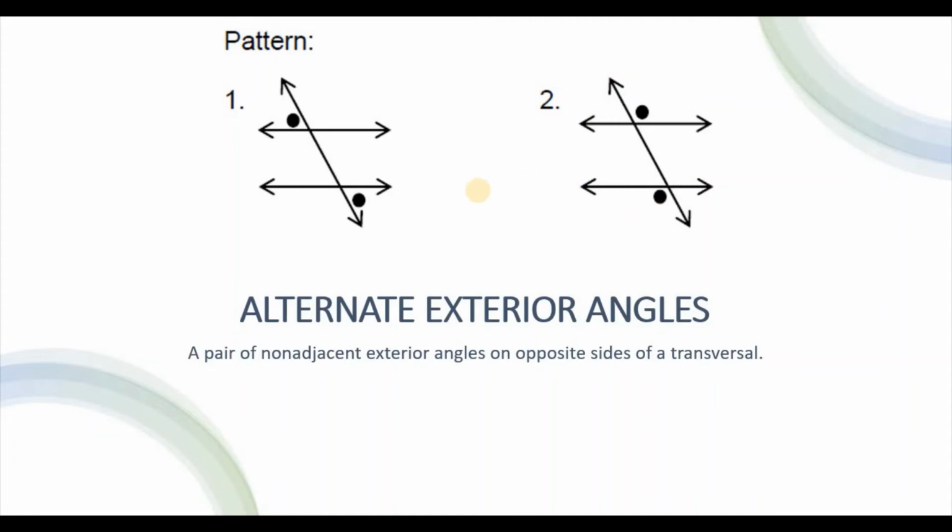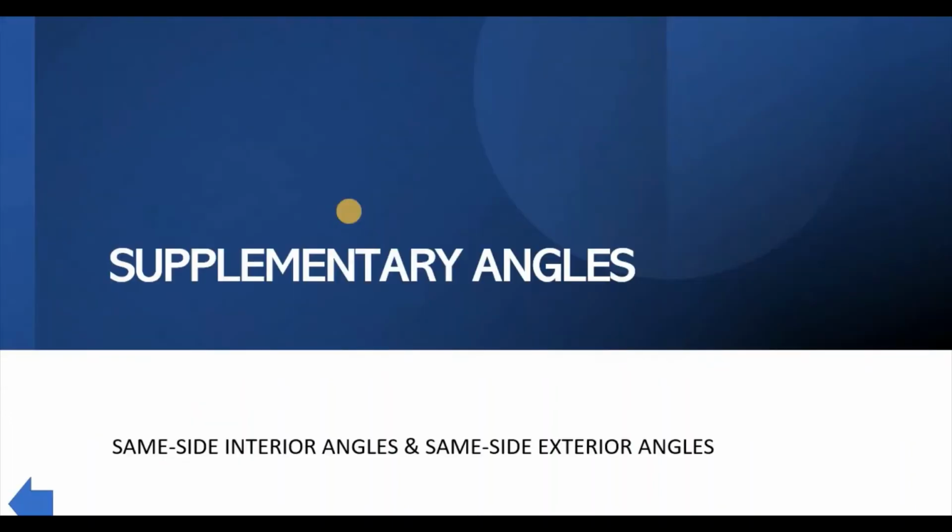They are congruent angles as well. So, meaning if this angle measures 70 degrees, this angle here, of course, measures 70 degrees too. Alright, so those are congruent angles.